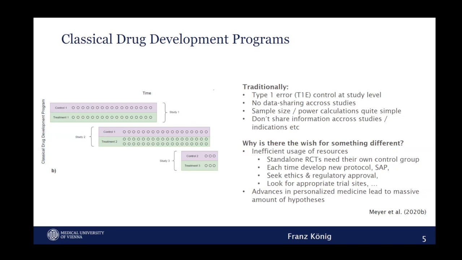And now, as it worked for many, many decades, you might wonder, why was there a wish for something different? Because it might sometimes be an inefficient use of resources, because each standalone RCT needs its own control group, and every time we have to reinvent the wheel again and again, because we have to develop a new protocol, a new SAP. For each trial, we have to seek ethical approval, regulatory approval. We might have to look for appropriate trial sites. So it costs a lot of effort to start a new trial.